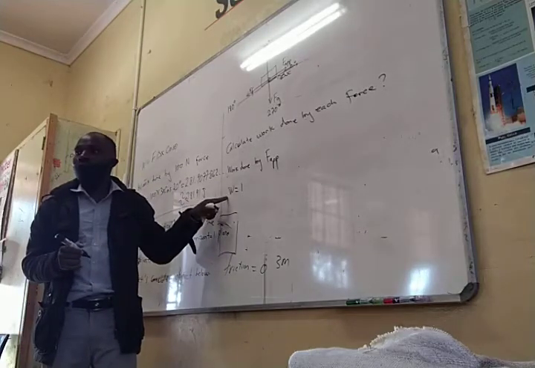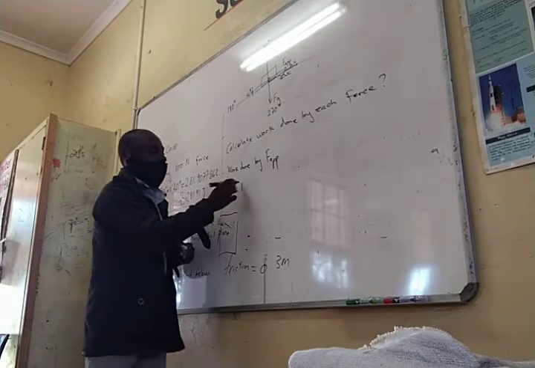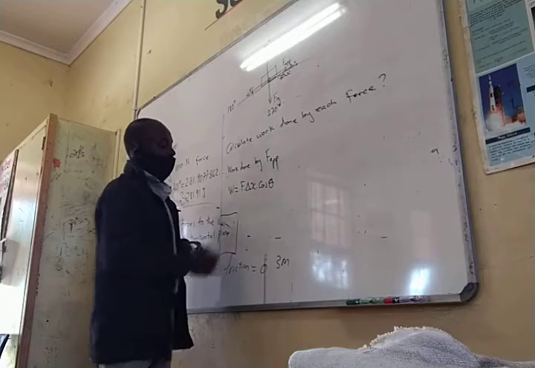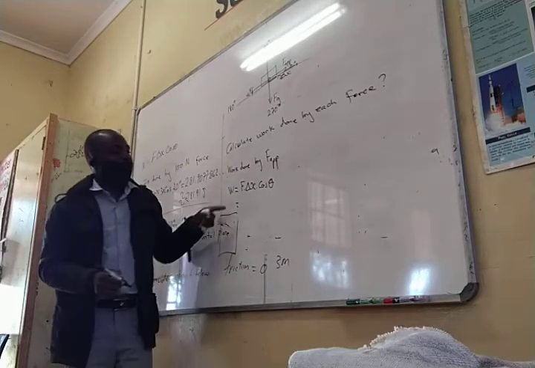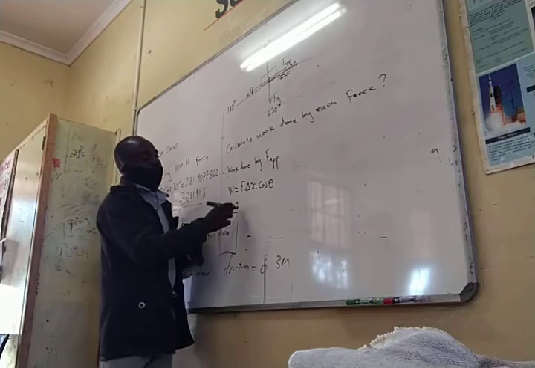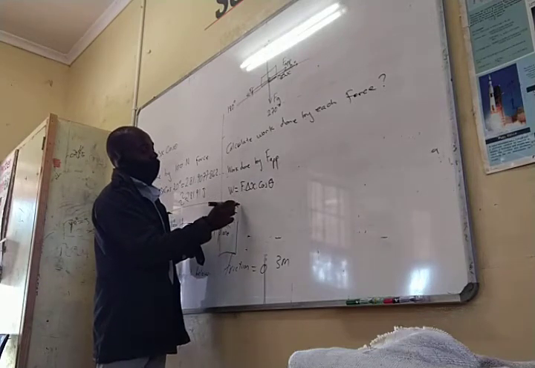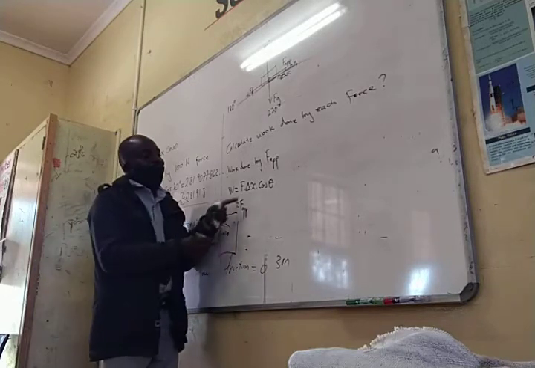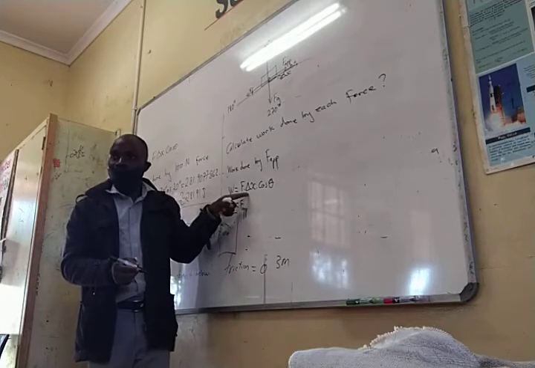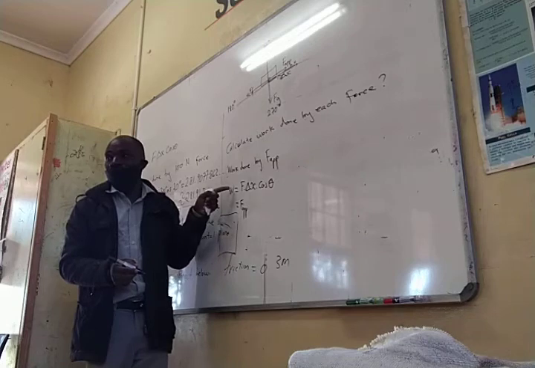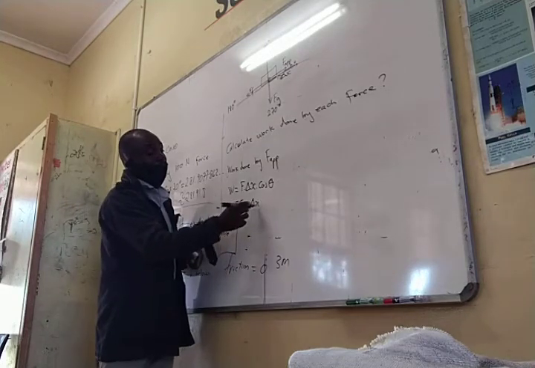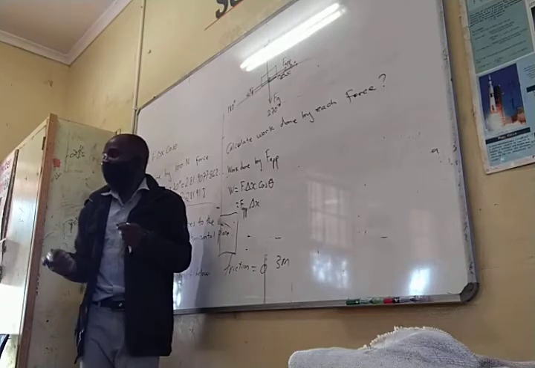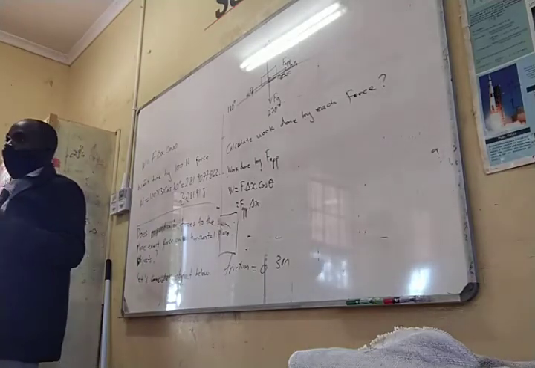What is the general formula for work? Work equals F delta x cos theta. How much is the force? We are not given the value, so we only have F applied. And delta x, there is nothing given in this case, so we just put delta x. But if you are given the value, you are going to substitute.